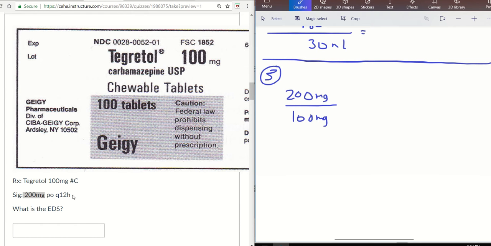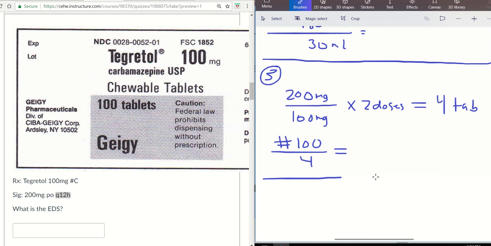This patient can take it Q12H, so that's a maximum of 2 doses in a day. So in a day, they can take up to 4 tabs. Pound C for a century is 100, and they can take up to 4 in a day. So EDS would be 25 days. Very good.